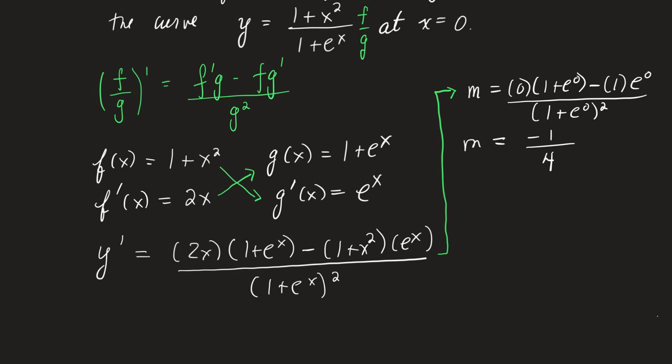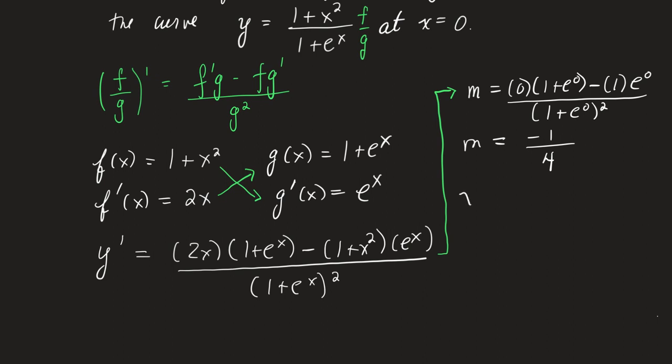Now I've been given that x is equal to 0, but I need a point. If I want to get an equation for the tangent line, I need a slope and a point. I've got a slope, I need to get a point. Now to get the y value, I need to throw that back into the original function. So let's go ahead and do that.